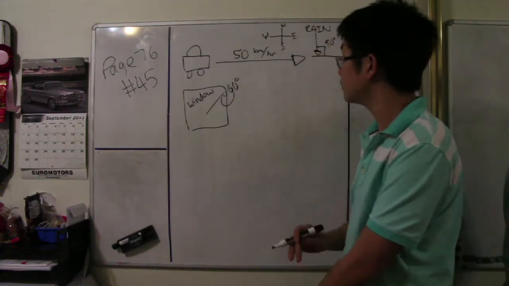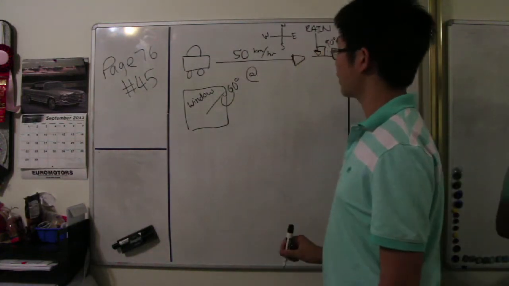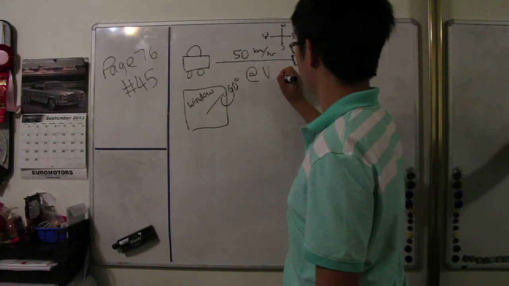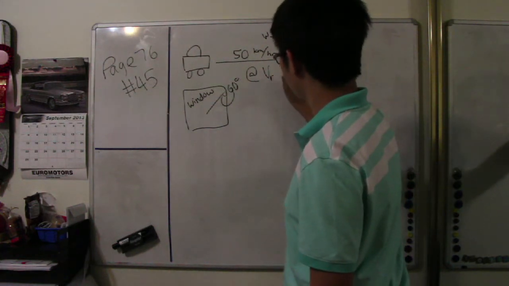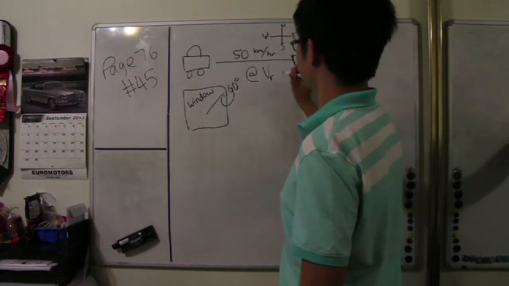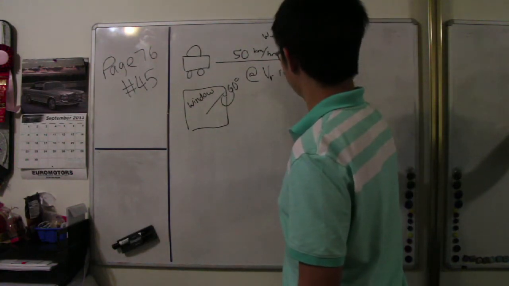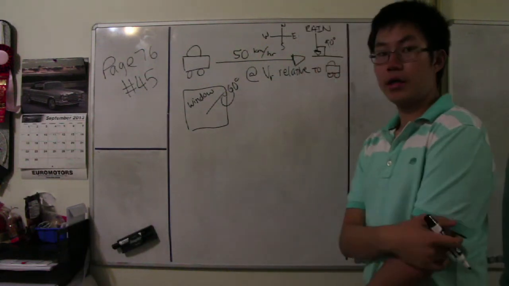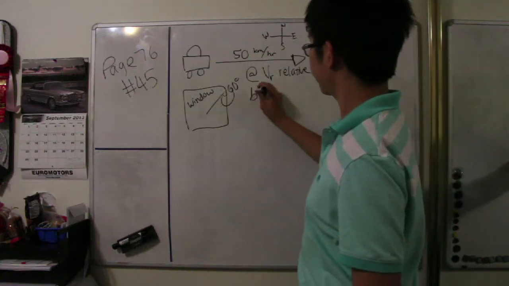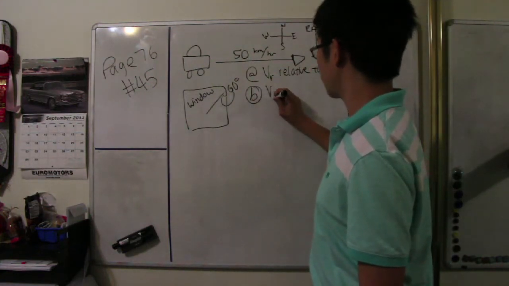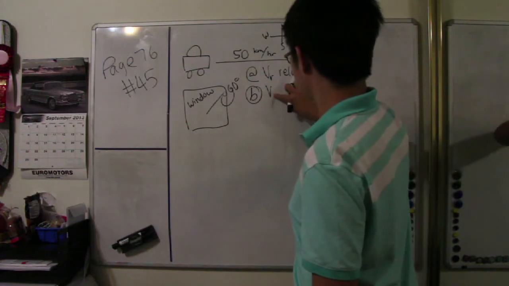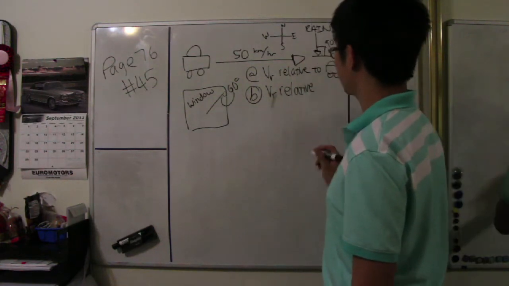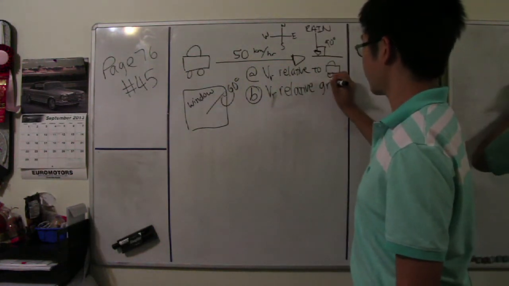So what we need to find out now is A, the velocity of the rain relative to the car. And next, we're going to find out the velocity of the rain relative to the ground.